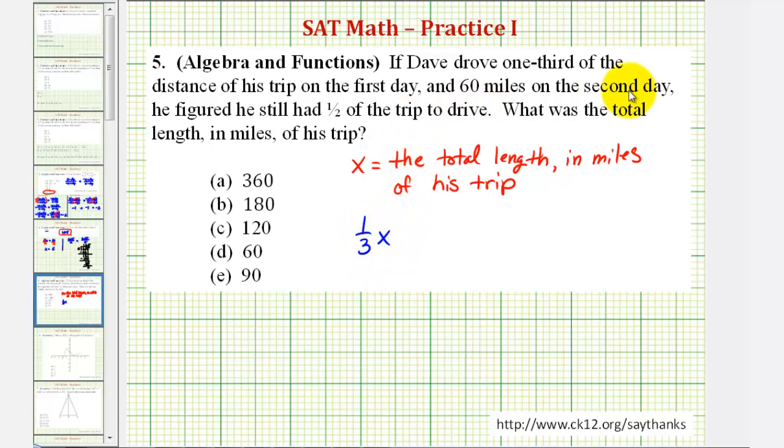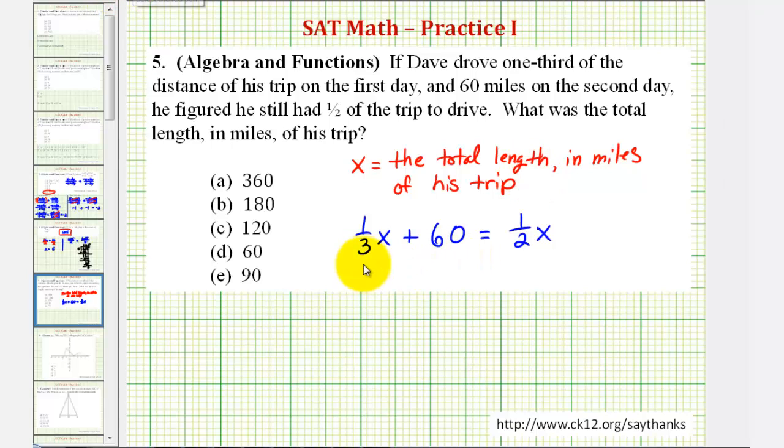Then he drove 60 miles on the second day. So this is the distance from day 1 plus 60 miles from day 2. And then we're told he figured he still had half of the trip to drive. So if he has to still drive half of the trip, the distance he's driven so far, given by this expression here, must also equal half of the total distance, or 1/2 of x, or 1/2 x. So now if we solve this equation for x, we can determine the total length or total distance.